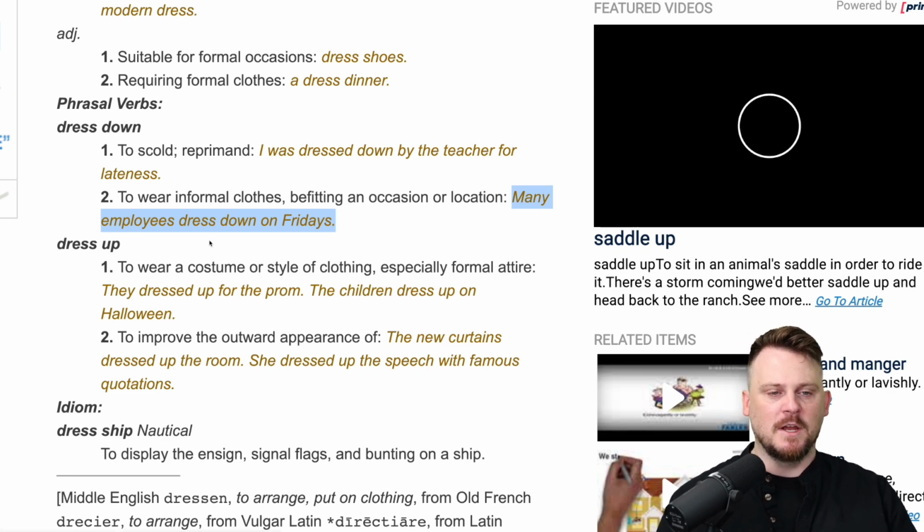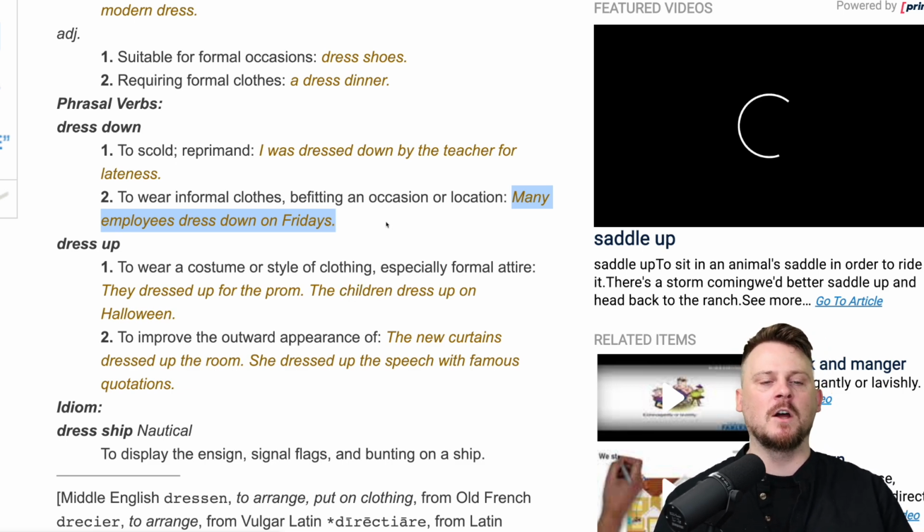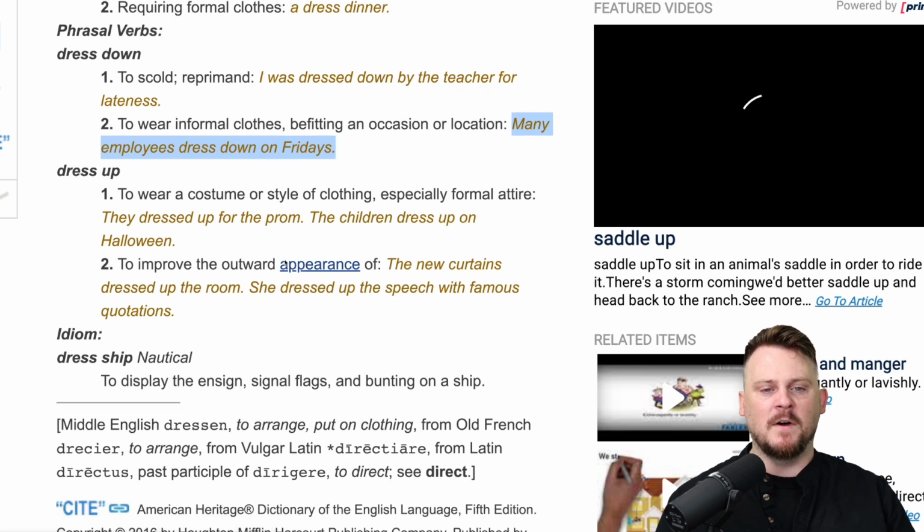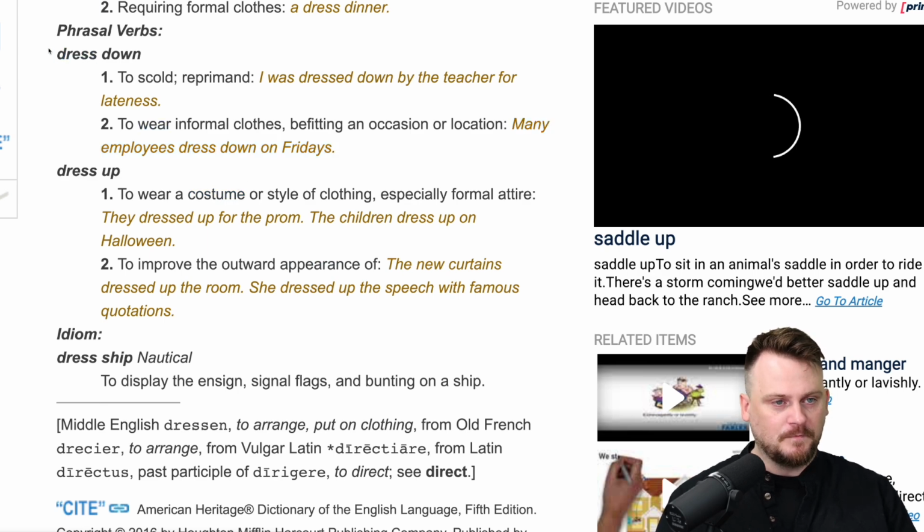More relaxed clothing. I think I'm gonna dress down for dinner tonight. I don't feel like putting on a tuxedo. Oh, okay. You might get made fun of for not wearing dress clothes. I don't care. I'm gonna dress down. Okay, so now we have an idea about that one. Dress up. So that must be the opposite.